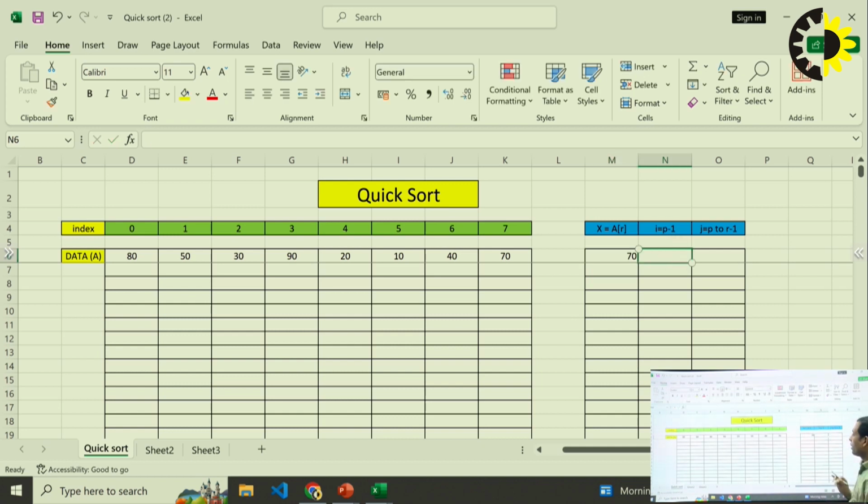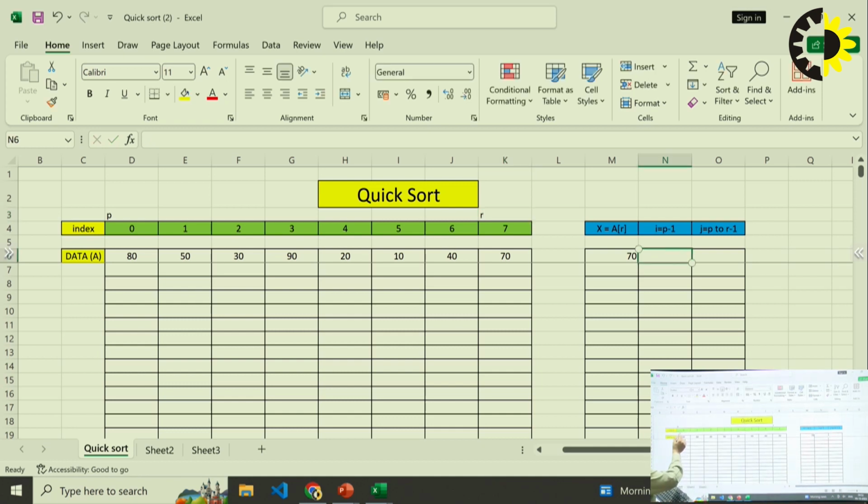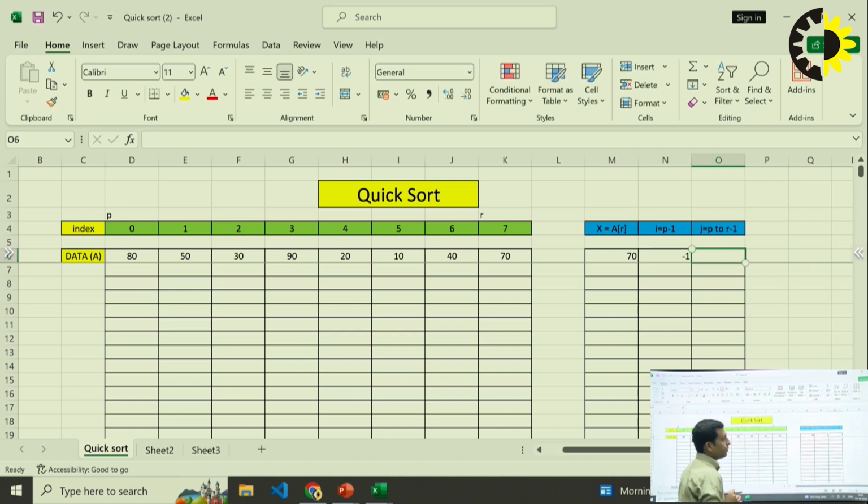Now what is I? I is 1 less than the starting index. The starting index is P. P and R are the locations for the whole array. P is the starting location, R the last location. Now our array is this whole one, so P is 0 and R is 7. Now I is P minus 1, which means 0 minus 1 equals minus 1. And J is the loop that starts from P to R minus 1, meaning J will go from 0 to 6.